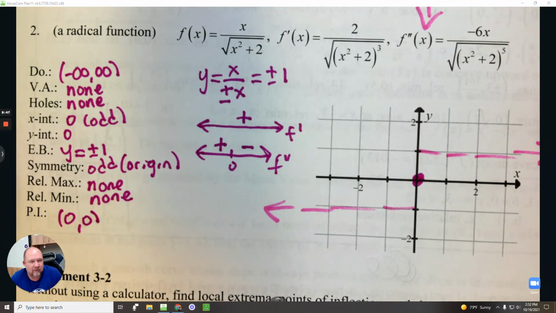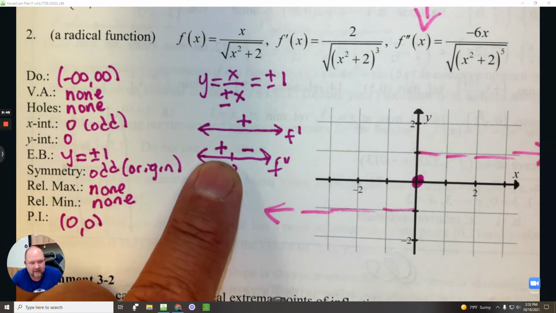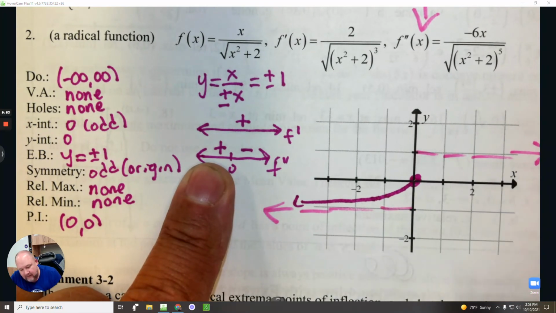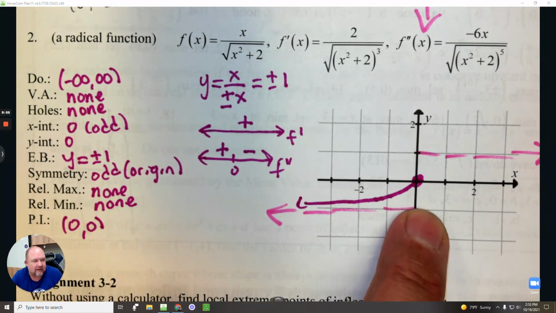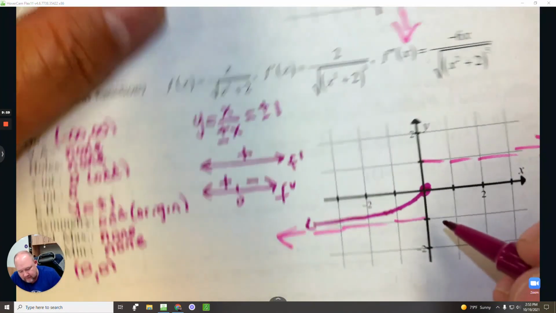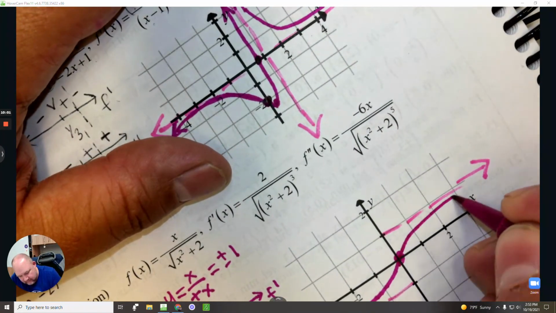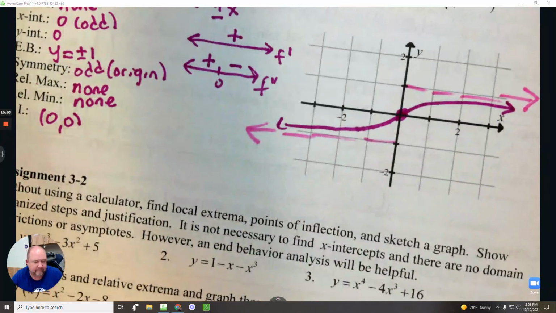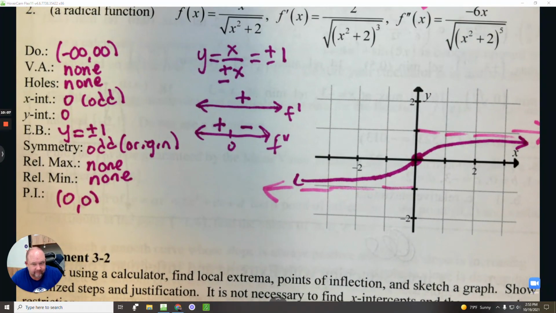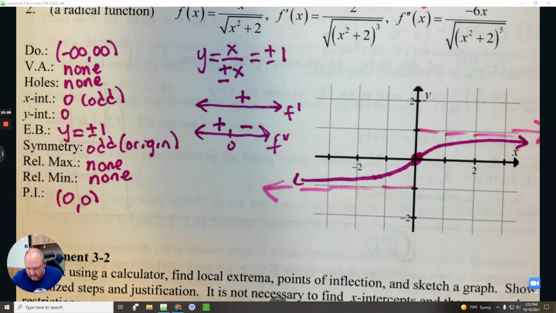So now we need to draw it. So this is increasing and concave up with the end behavior. So there's end behavior, concave up, and then it changes concavity, but continues to rise with the end behavior, and you have your graph. And that's it. Is that it?